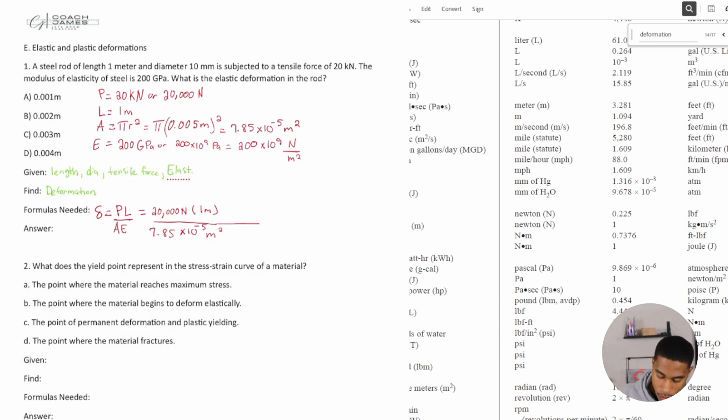What is E? Well, E is going to be our 200 times 10 to the ninth newtons per meter squared. All right, so after plugging all that in, I get 0.00127. Great. But what are my units?